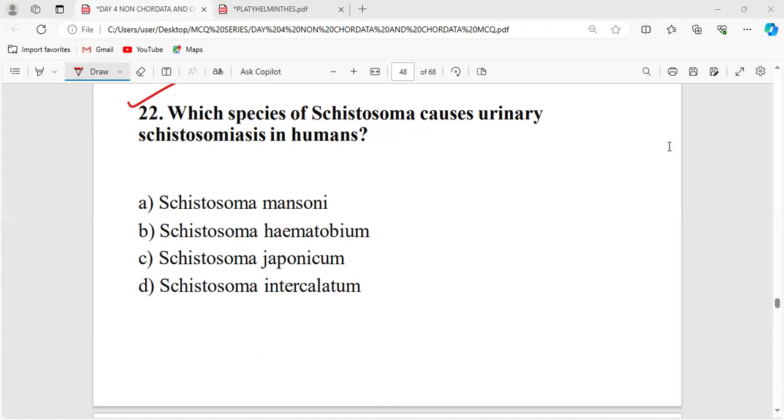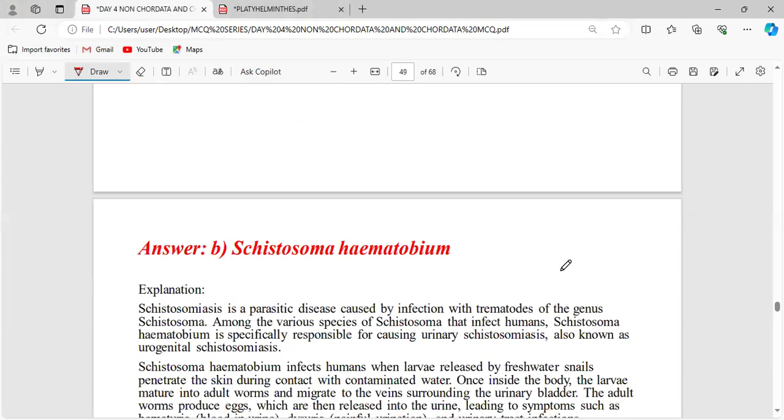What answer have you given? Very good. Obviously, the Schistosoma species which causes urinary schistosomiasis in humans is Schistosoma haematobium.